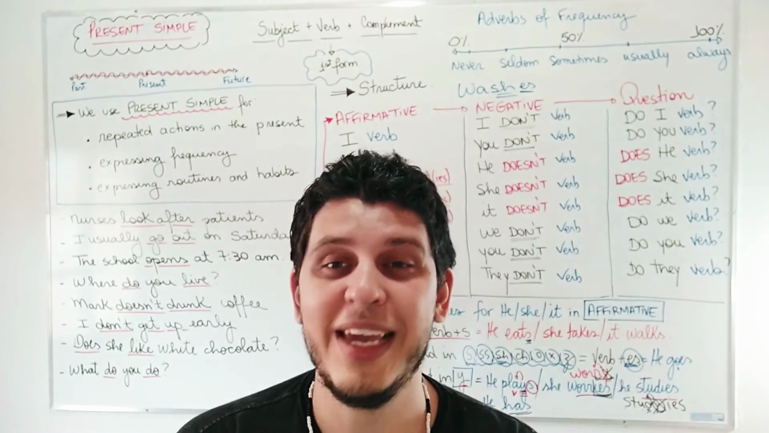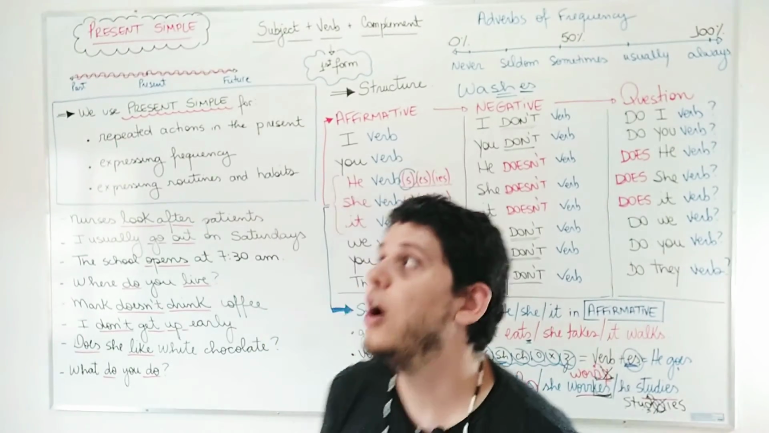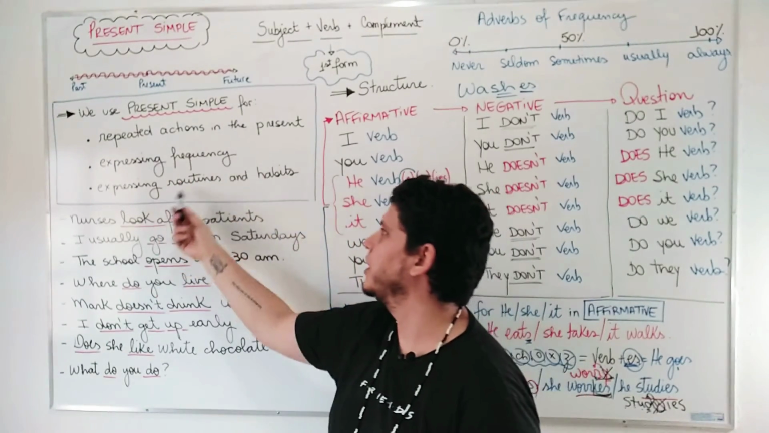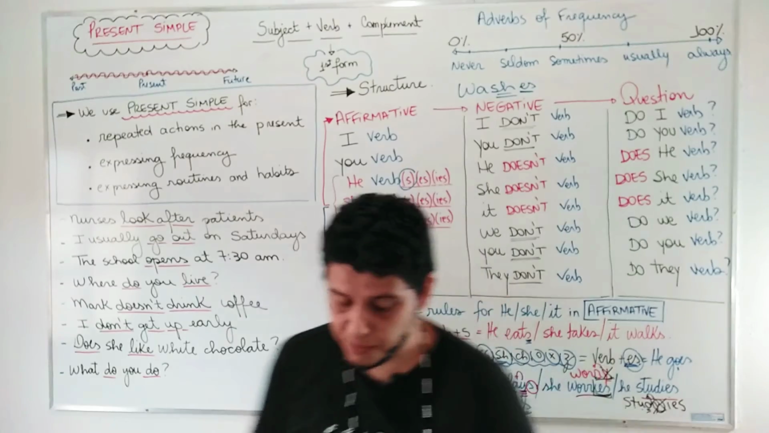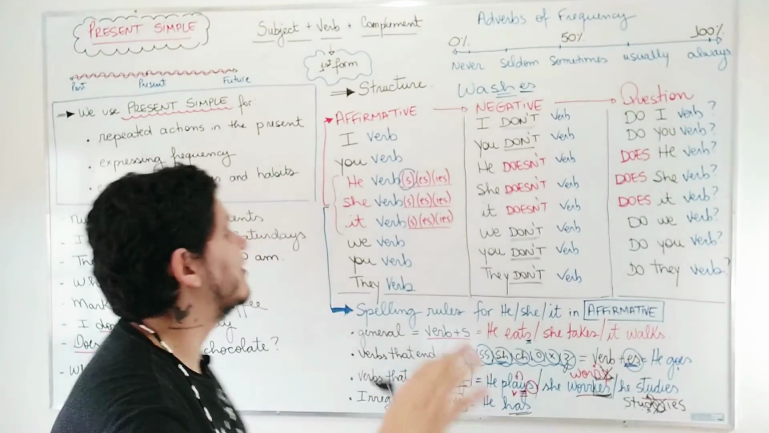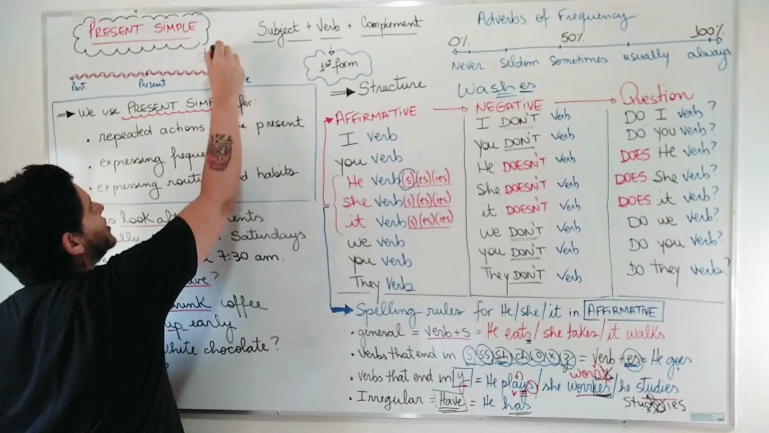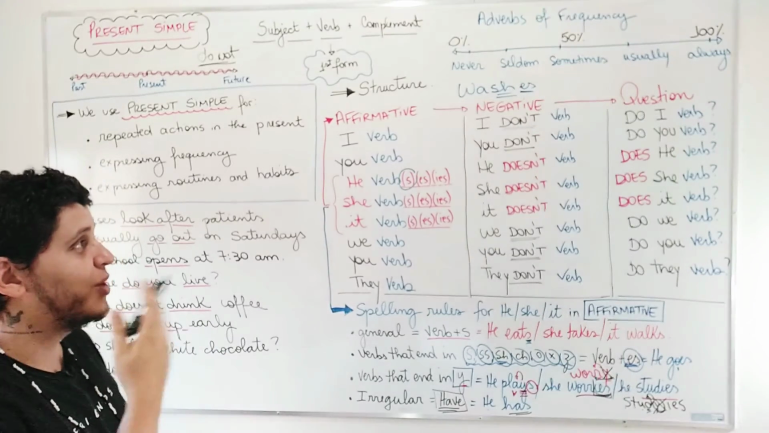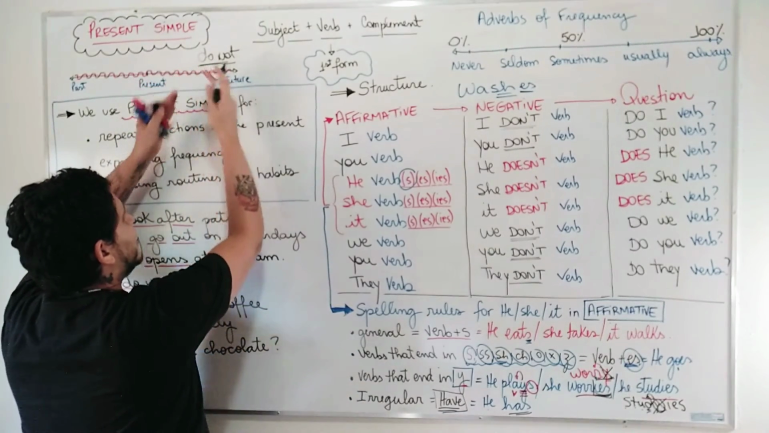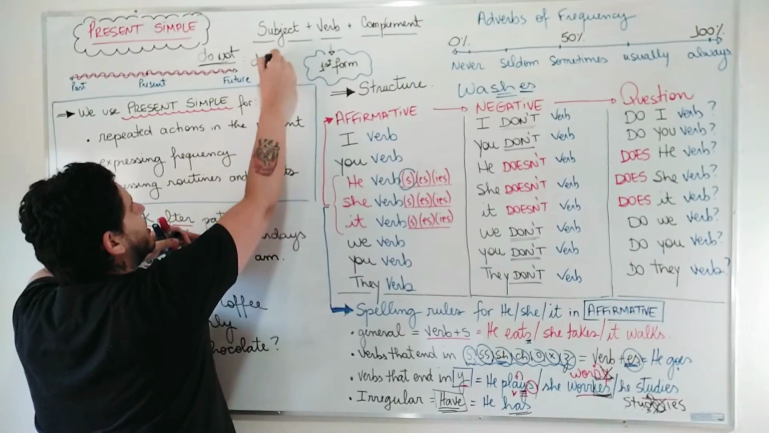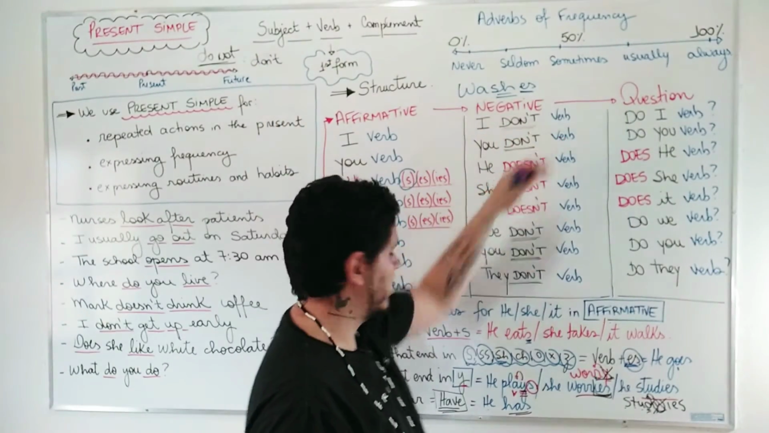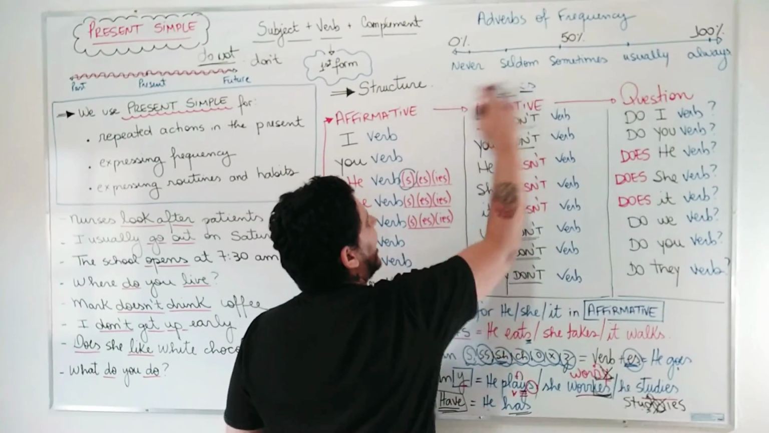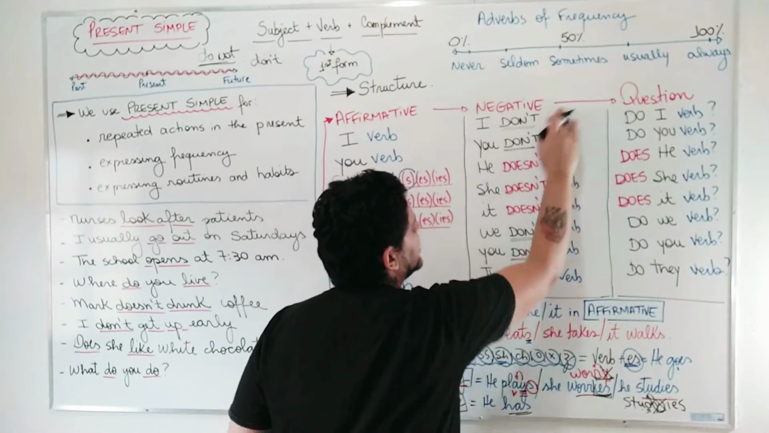So, if you want to make a negative sentence in the present simple to describe a repeated action, some kind of frequency, a routine or a habit, you can't just say not. You have to use do not. This is the form that we use when we are writing. When we are speaking, we put it all together and it becomes don't. So, I don't. "Eu não como." I don't eat. "Eu não como carne." I don't eat meat.